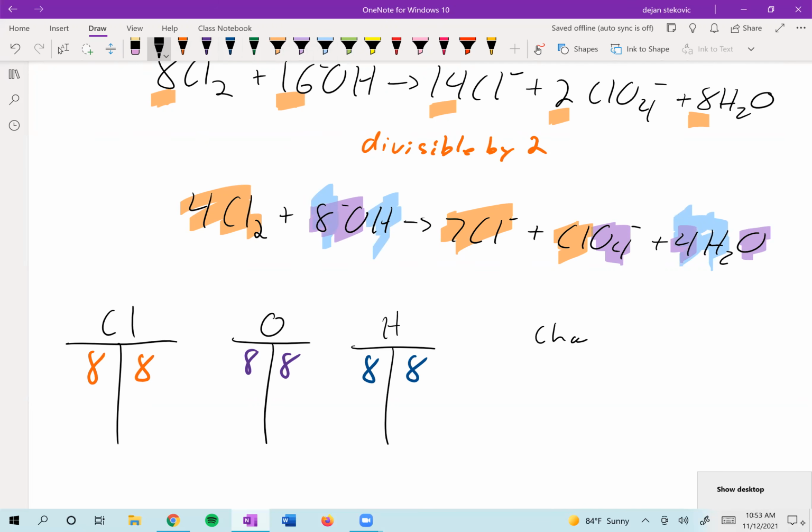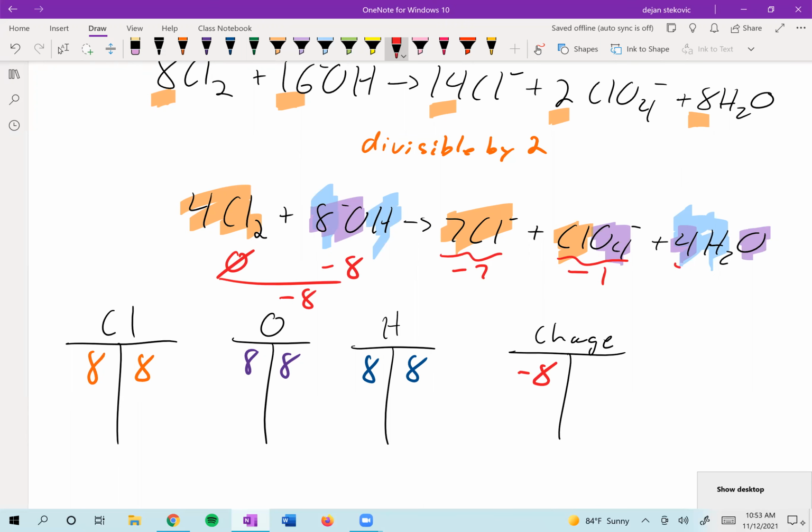And then we have to check our charge. So we've got a 0 charge here, a -8 here, so it's a total of -8 on this side. And then a -7 here, a -1 here, and then all of these are 0 for a total of -8. So we can see our equation is balanced and we are done.